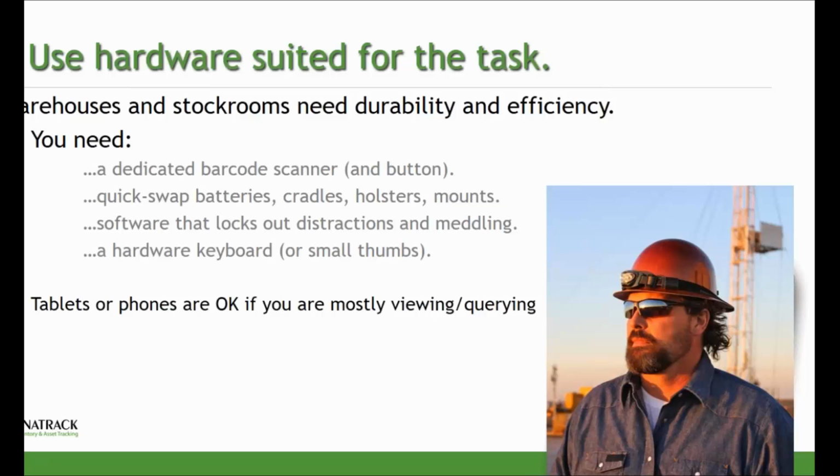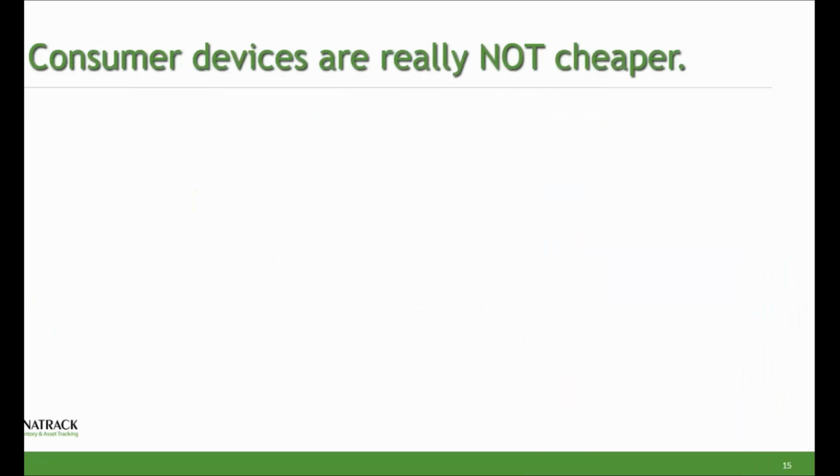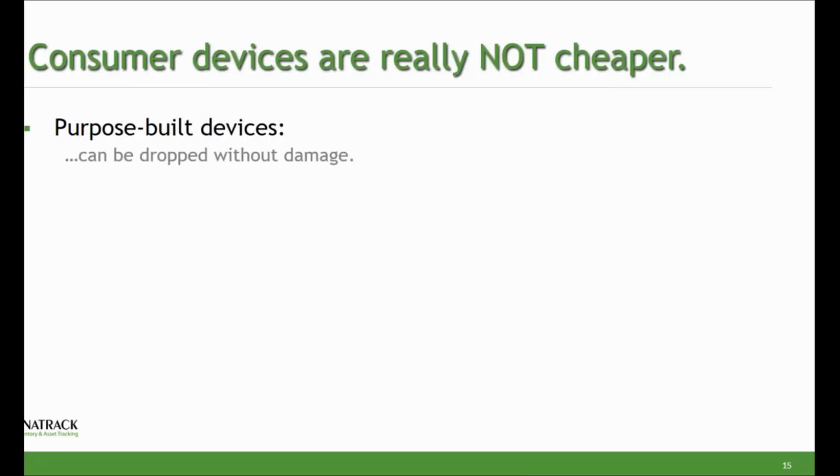So don't get me wrong, tablets or phones are okay if you're mostly viewing and querying data, but as I mentioned, scanning via a camera is a painful event. And it's important to remember too, durability is critical in the field or in the stockroom. So I do want to point out here that if you take a deep look at the numbers, you'll find out that consumer devices are not really cheaper, because a purpose-built device can be dropped without damage, meaning you're not replacing them as often. They don't require an expensive $100 OtterBox in order to protect that consumer phone.